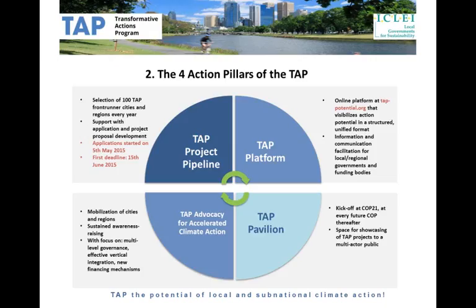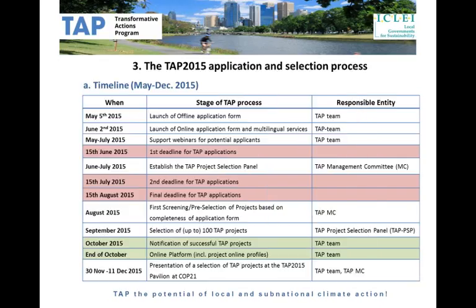Turning to the general timeline of the TAP process, that is the process leading to the TAP 2015 pavilion from May, from now on, to December, that is 7 months. So application started early May through the offline form that Agathe will be presenting soon. And on the 2nd of June, which is next Tuesday, we are also planning to launch the online form.